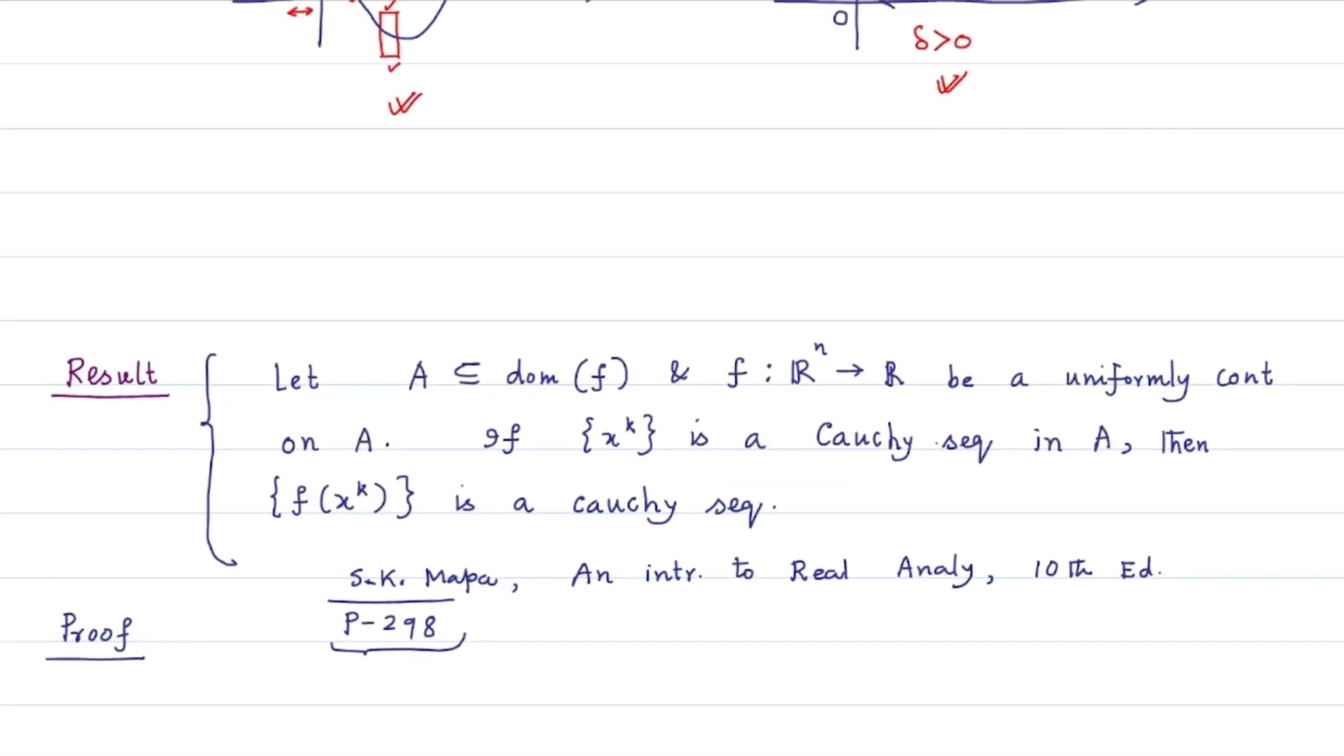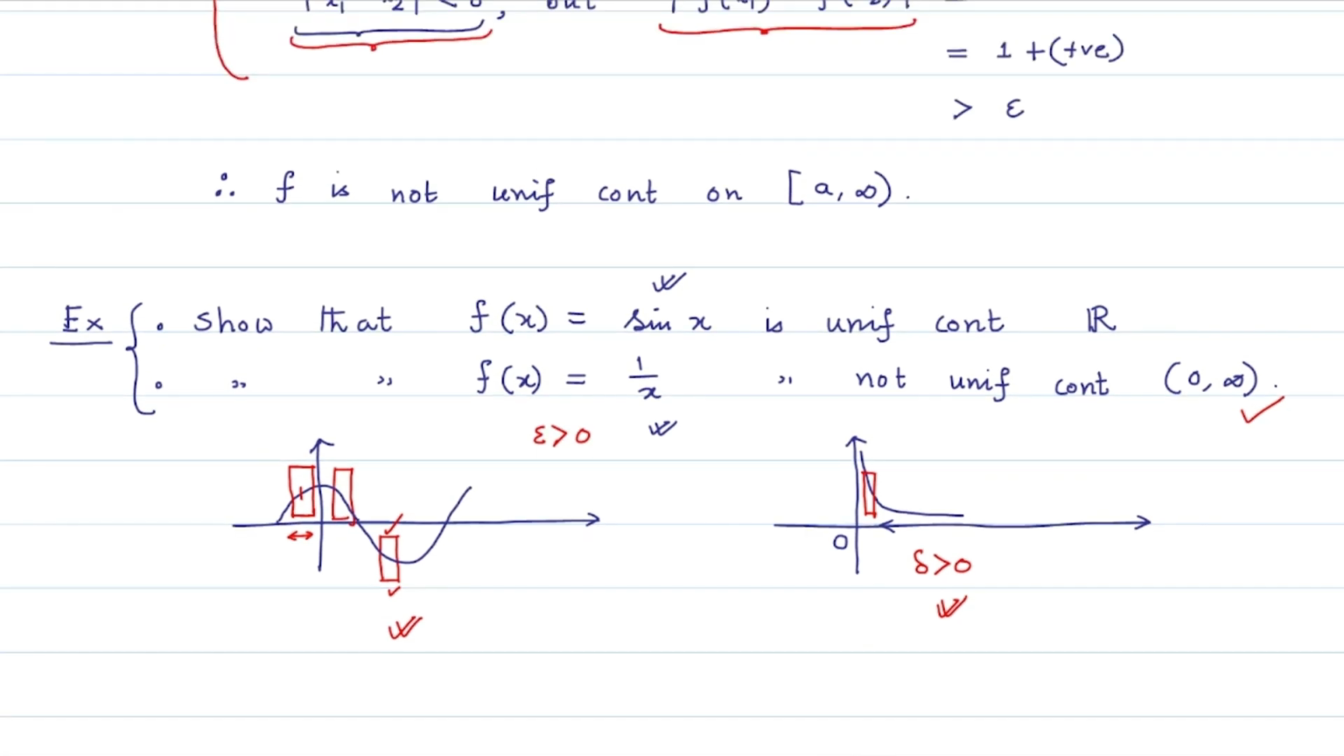Now with the help of this result, you can immediately find that the function f(x) equals 1 upon x is not uniformly continuous. You just take the sequence xk equal to 1 upon k, which is a Cauchy sequence in the interval 0 to infinity, but the corresponding sequence f(xk) is not a Cauchy sequence.